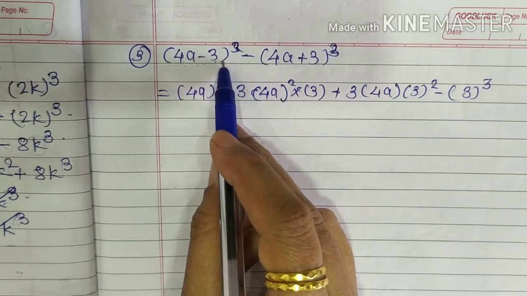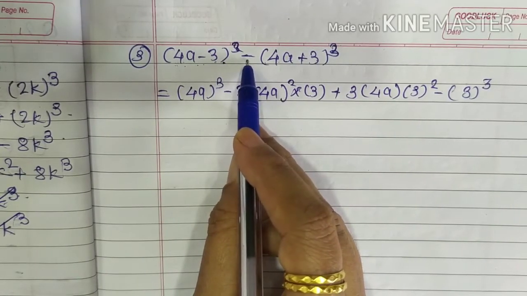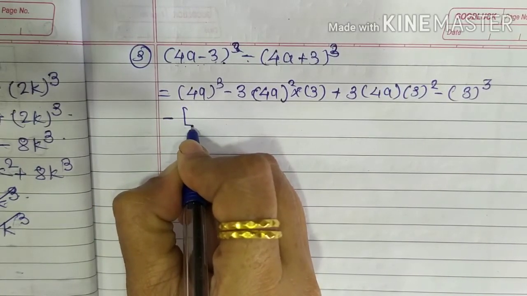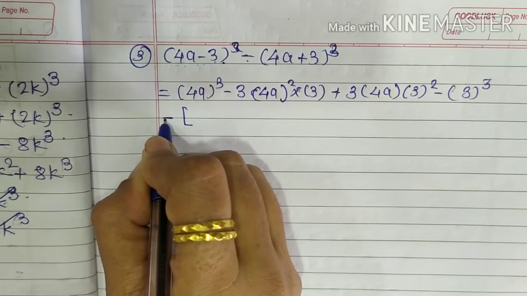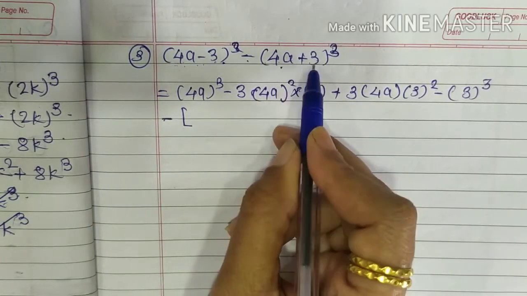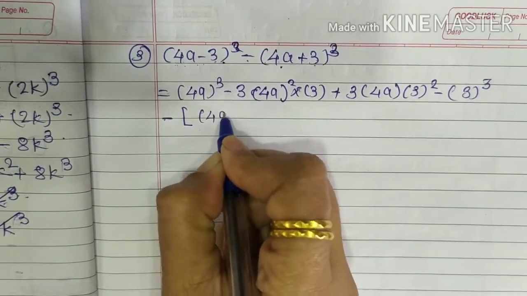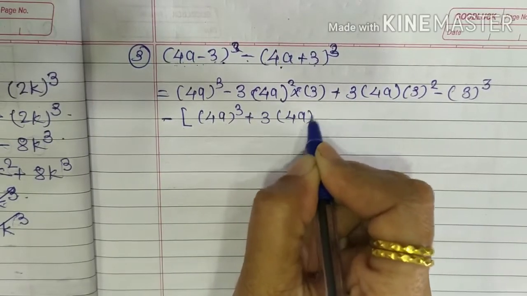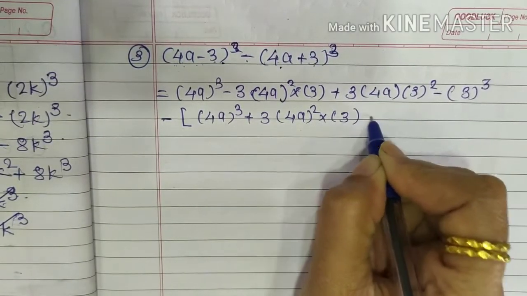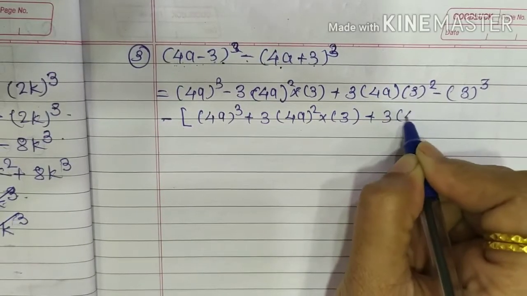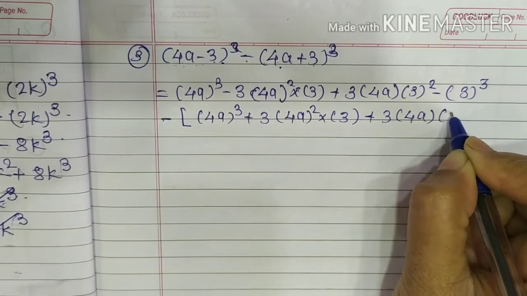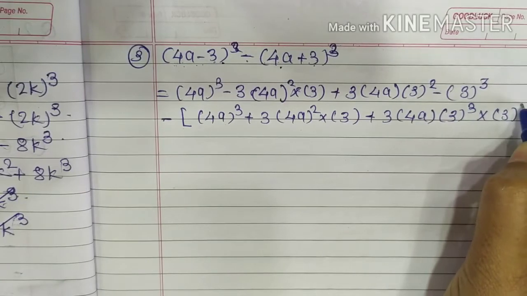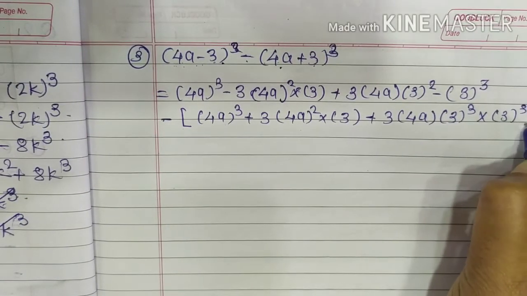Then second bracket, here is minus sign, hence we write the square bracket. In the square bracket, outside this is the minus sign. First term, second term, 4a cube plus 3 into 4a square into 3 plus 3 into 4a, second term square, square of 3, into cube of second term, square bracket complete.